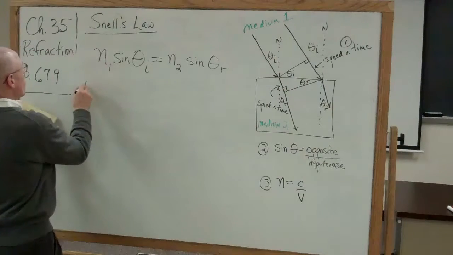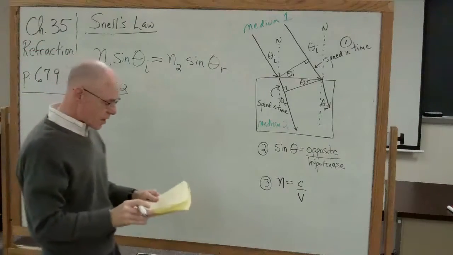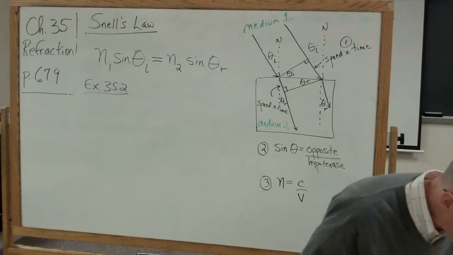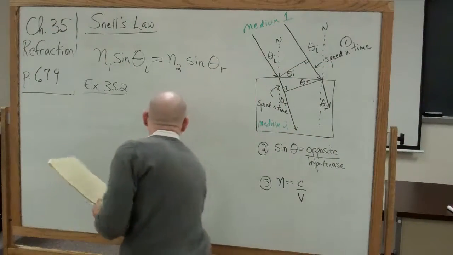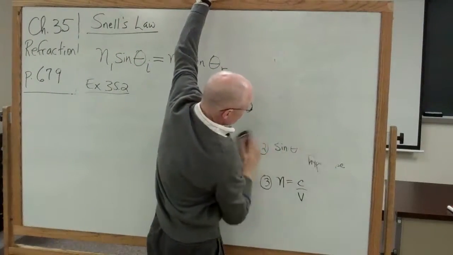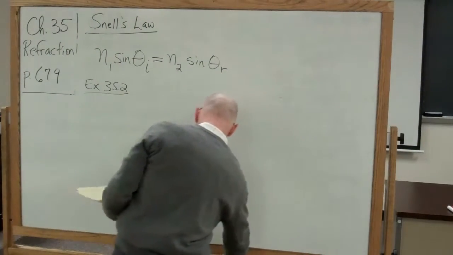Okay, so this is example 35.2. This is an example where light is passing from water into the air. In fact, let's do a quick sketch so we understand the scenario here. The example in the text doesn't give you a sketch, but let's go ahead and do that.